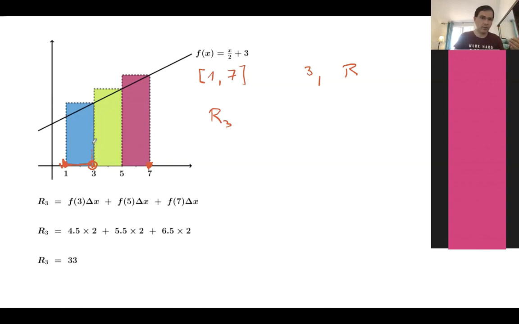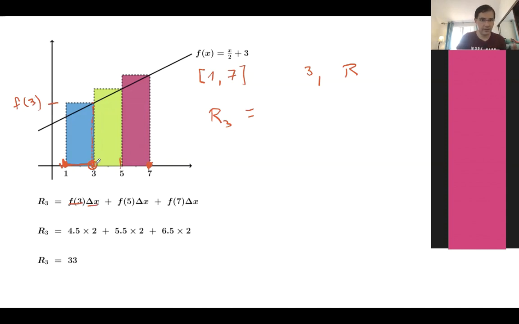So I'll go all the way up to the function. And this number here is exactly f of what point? Three. Perfect. This is exactly the function f of 3. And so on and so forth. This is f of 3 times delta x. And then I'll do the same thing.